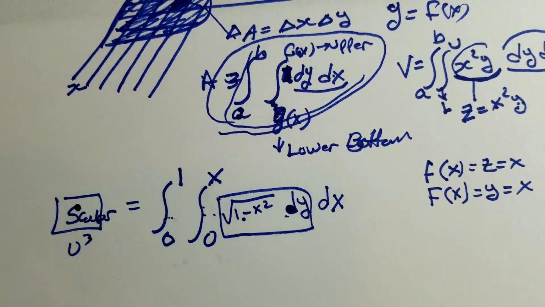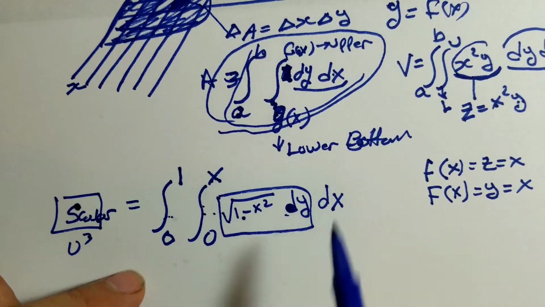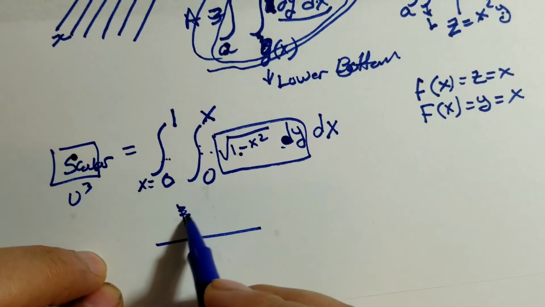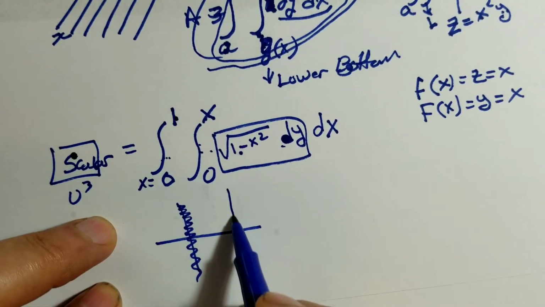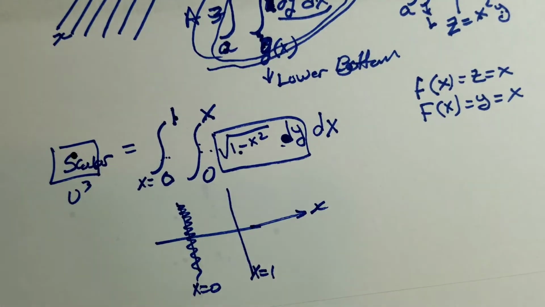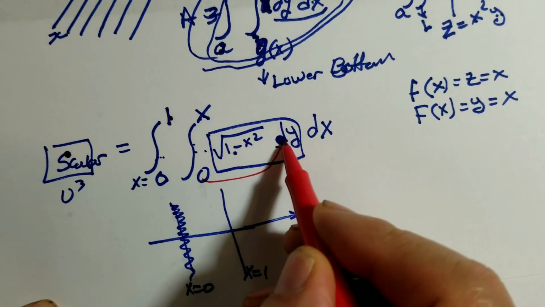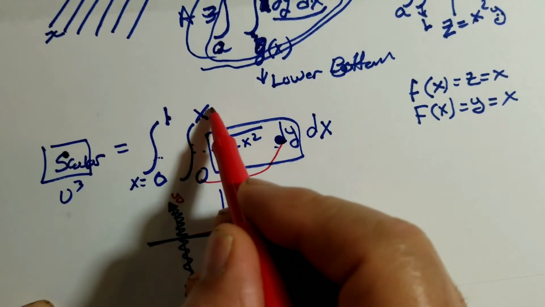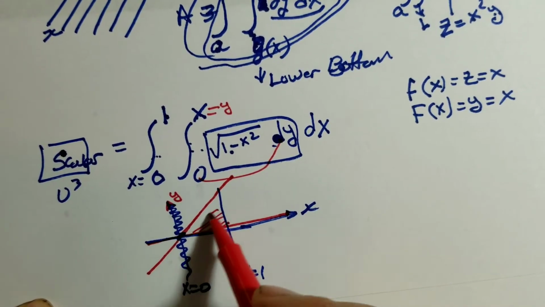Okay, let's solve this. First, you have to determine the region. The region said the outside is x. This is x equal to 0. X equal to 0 is the y-axis. This is x equal to 1. X equal to 1 is right here. This is y equal to 0. Y equal to 0 is right here. This is y equal to x. Y equal to x is here. Therefore, I know I'm talking about that region.